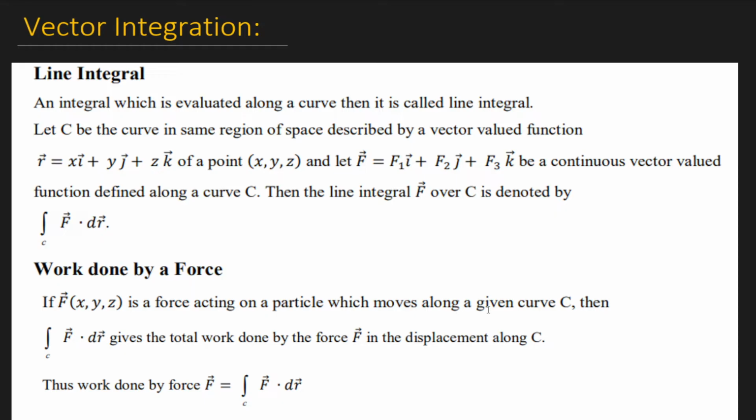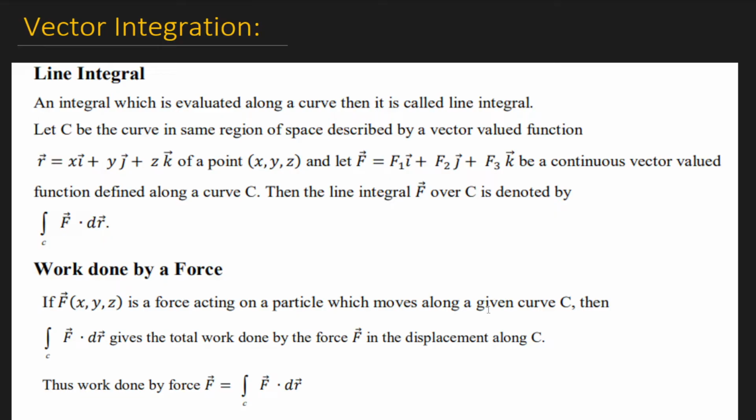So today we are going to start a new topic on vector calculus, which is called vector integration. This is very important in mathematics. Now see, in vector integration there are line integral, surface integral and volume integral. So today we are going to learn what is line integral and some related terms to line integral.